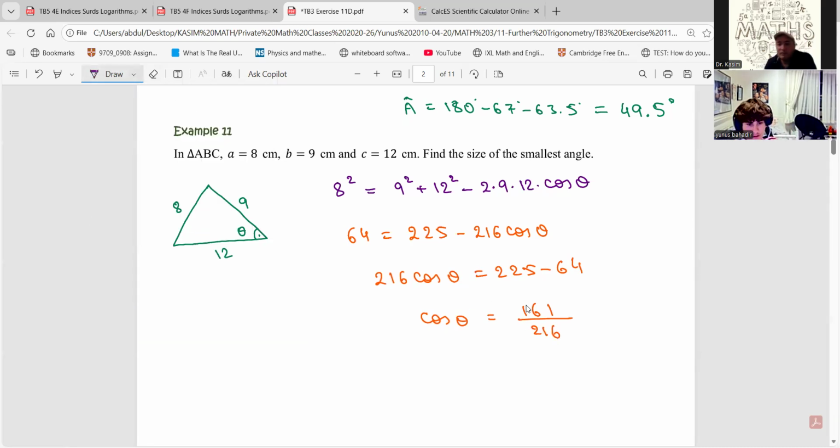That's what I did actually. Didn't simplify and move this. This move to the left, a squared to the right, then simplify and divide, right? Also you can do it like this, simplify and do it. Anyway, so from here then, what is theta? Theta is equal to cosine inverse of 161 over 216.